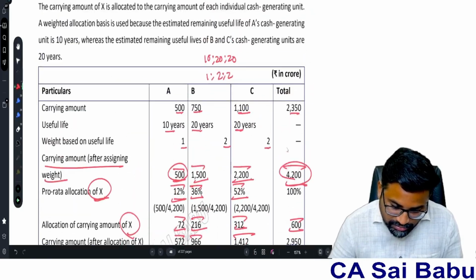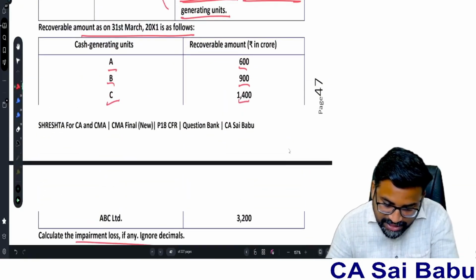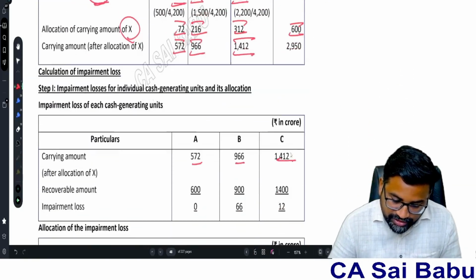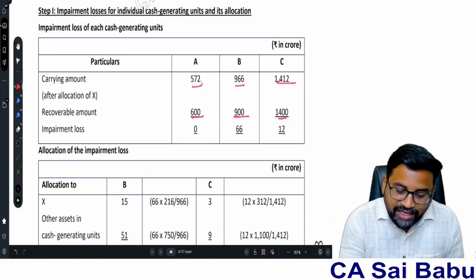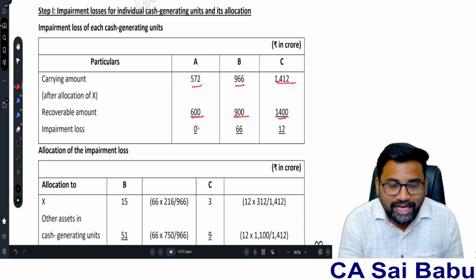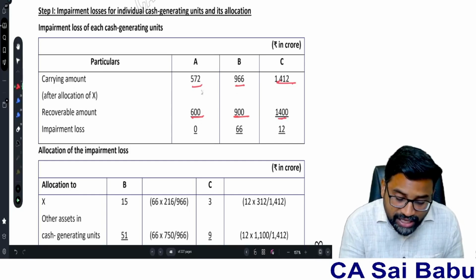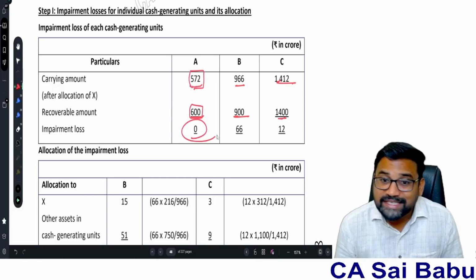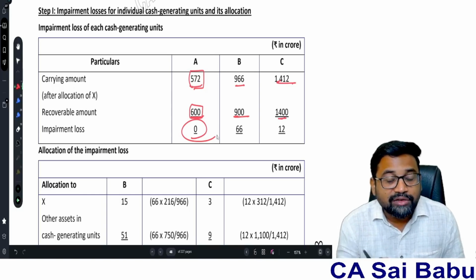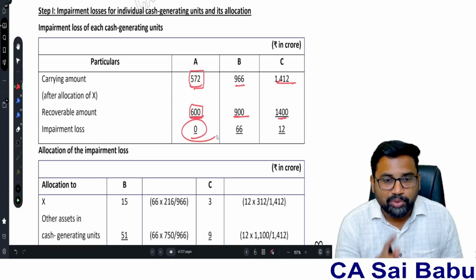See here. So recoverable value A 600, B 900, C 1400. Compare: is the carrying amount greater than recoverable value? In cash generating unit A, carrying amount is only 572, but recoverable value is 600. So there is no impairment loss. Impairment loss is 0. When will impairment loss come, sir? When carrying amount is greater than recoverable amount.